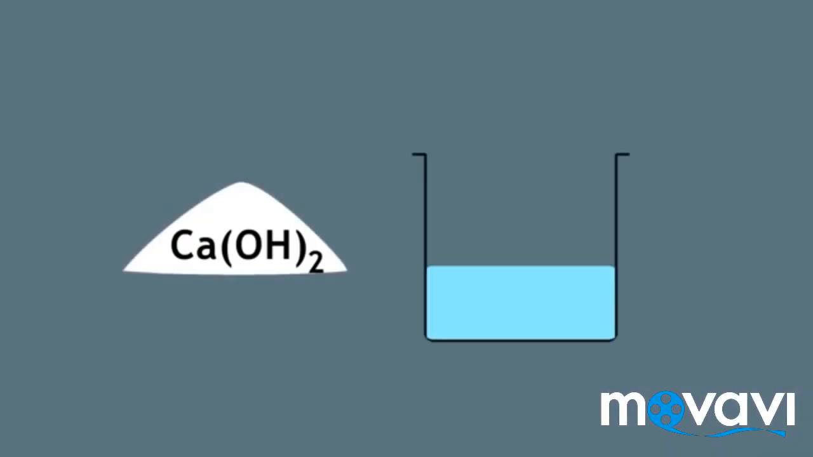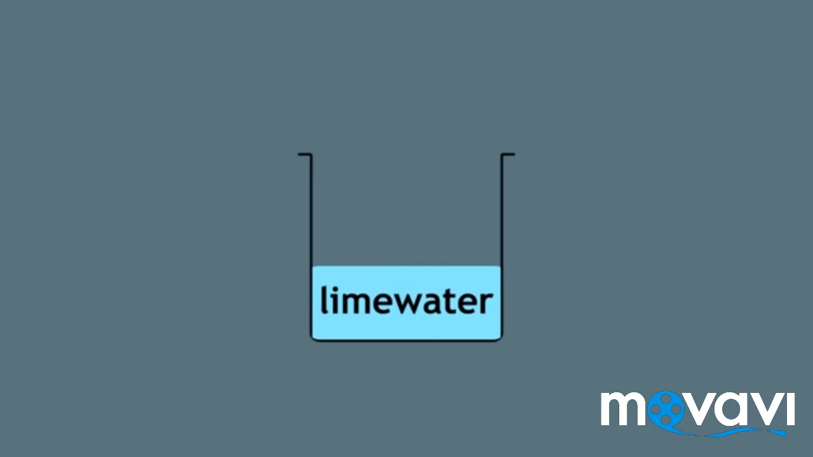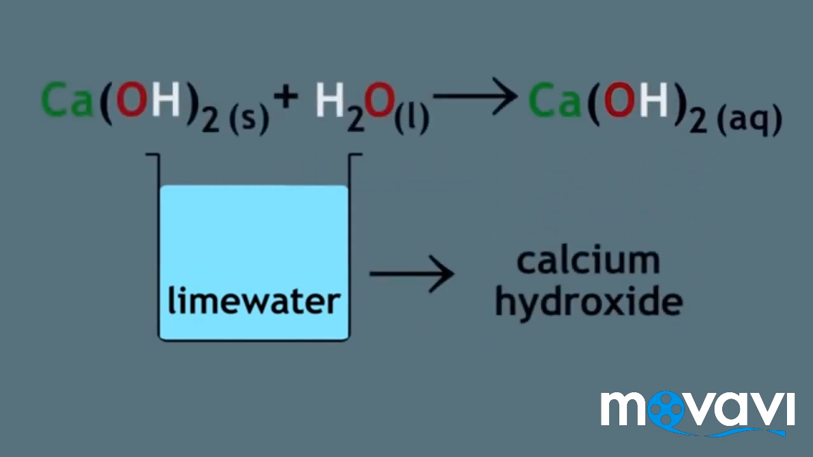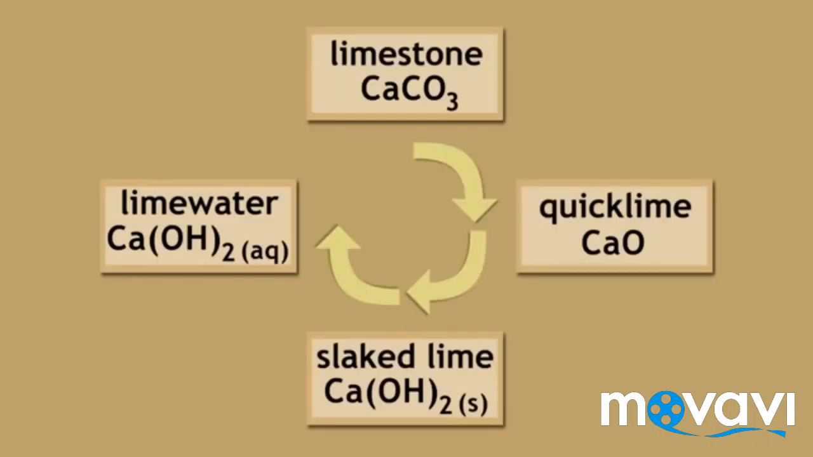Slaked lime can be dissolved in water to form lime water. Since it is only slightly soluble in water, a large amount of water is required. Lime water is simply an aqueous solution of calcium hydroxide. As you can see, we have almost completed the limestone cycle.